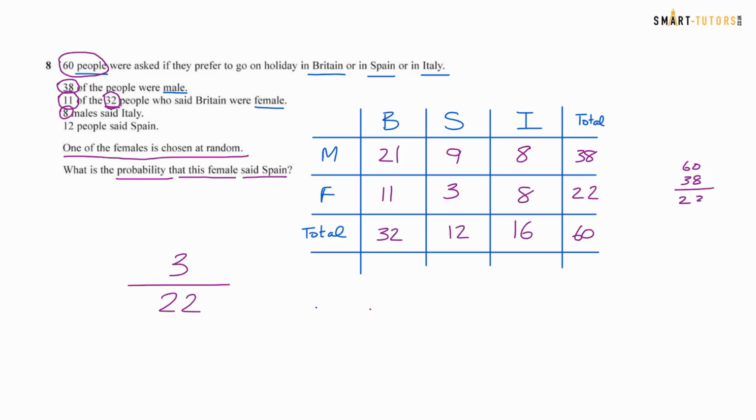So out of 22 females, 3 people said Spain. So they're only asking this probability. So the answer for this question is 3 upon 22. That's our final answer.